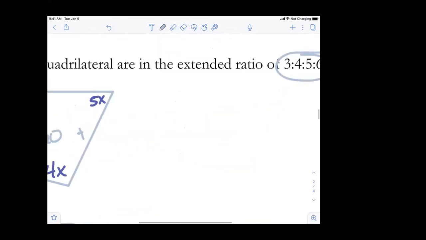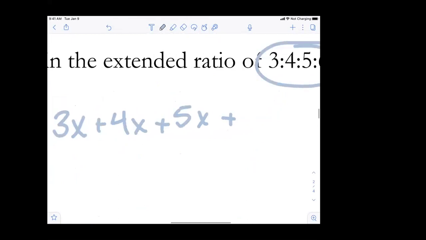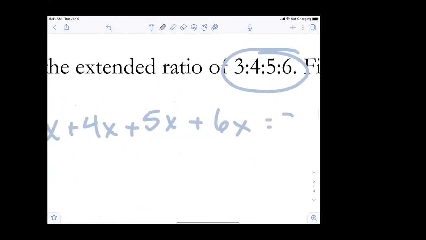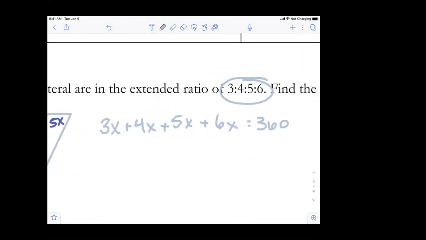And you can do them in whatever order you want. 3x plus 4x plus 5x plus 6x equals 360. And then just like the triangle problem, solve for x, and then we plug in x to find all of our angles. 3 plus 4 is 7, 7 plus 5 is 12, 12 plus 6 is 18x. And then 360 divided by 18, I believe is 20. Yes, 20.